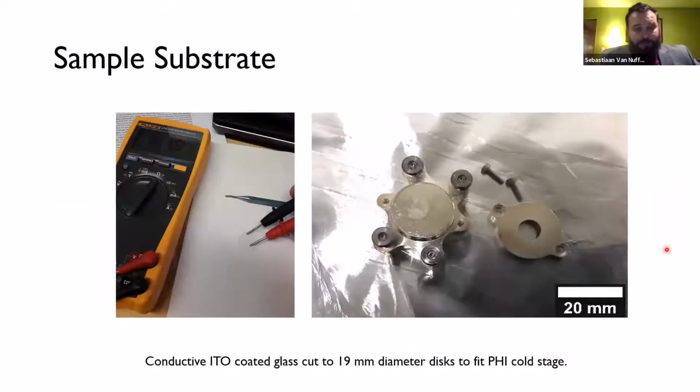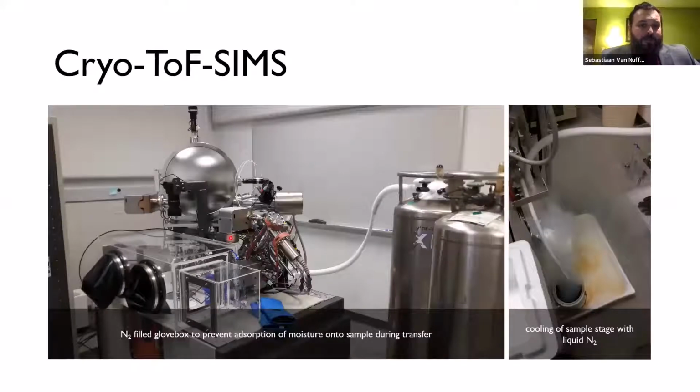These thin tissue sections were then mounted on top of indium tin oxide-coated glass substrates, which we had to cut to 90 millimeter discs to fit the PHI cryo stage. It is important that our glass is indium tin oxide-coated, because we need to have a conductive surface for an efficient ion extraction. We then conducted some cryo-TOF-SIMS, so we kept our samples frozen, in a frozen hydrated state, which is as close as we can get to the native state of the tissue.